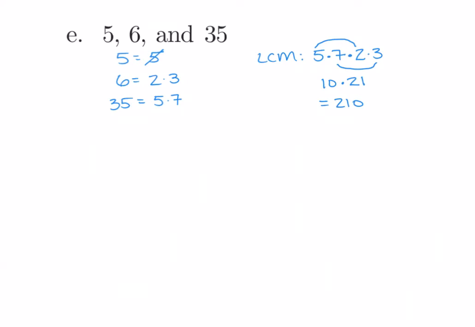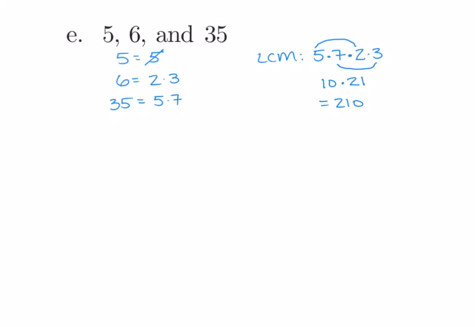And this is definitely an example where lists would be very tedious. Do you know how many multiples you're going to have to list out in order to get to 210 for our factors of 5 and 6? We're going to have to list out about 42 possible numbers. And I don't know about you, but I think that's going to be a bit of a waste of time. So that is one of the good things about using prime factorization.